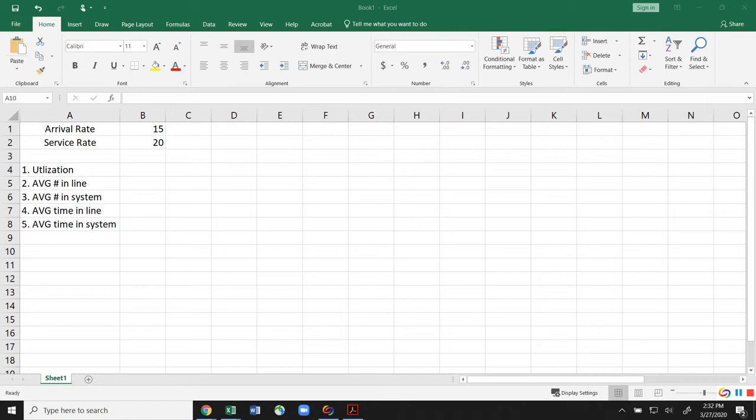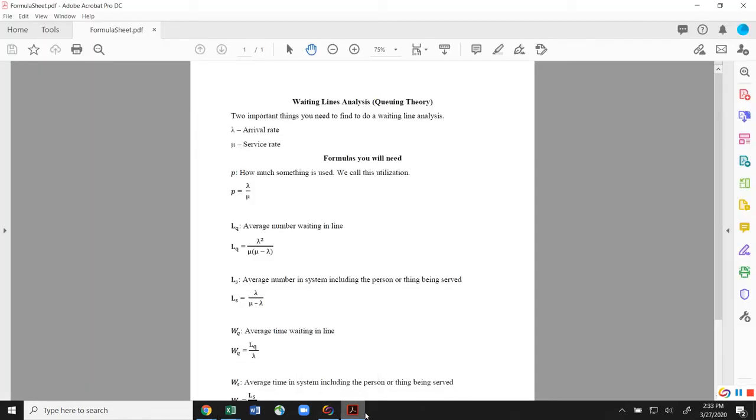We are impatient creatures. So waiting line analysis just gives us a breakdown of how long our folks are probably going to have to wait in line. And so it is important to look at. I've got some numbers in here for you already: arrival rate and service rate. Hopefully you've already read through Canvas and looked at this formula sheet. This might be something good to print. These are all the formulas we need in order to understand waiting line analysis.